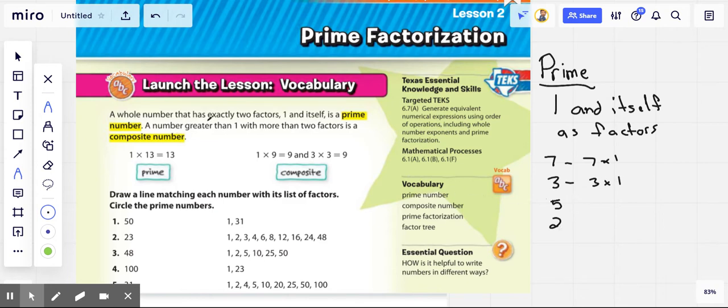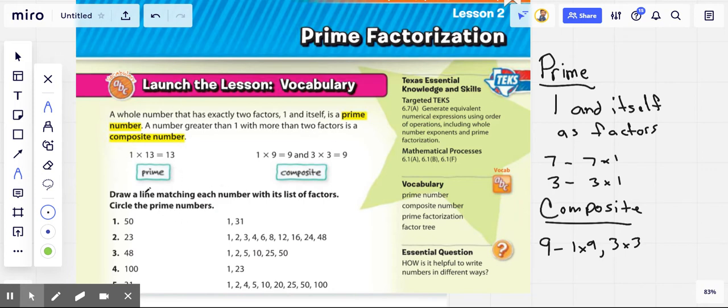A number greater than 1 with more than 2 factors is called a composite number. So for instance, they have 9 here. Let's look at 9. We have 1 times 9 equals 9, but so does 3 times 3. And so altogether, 9 has 1, 3, 9, three factors. We don't count the 3 two times, so that's what makes it composite. It has more than 2 factors.